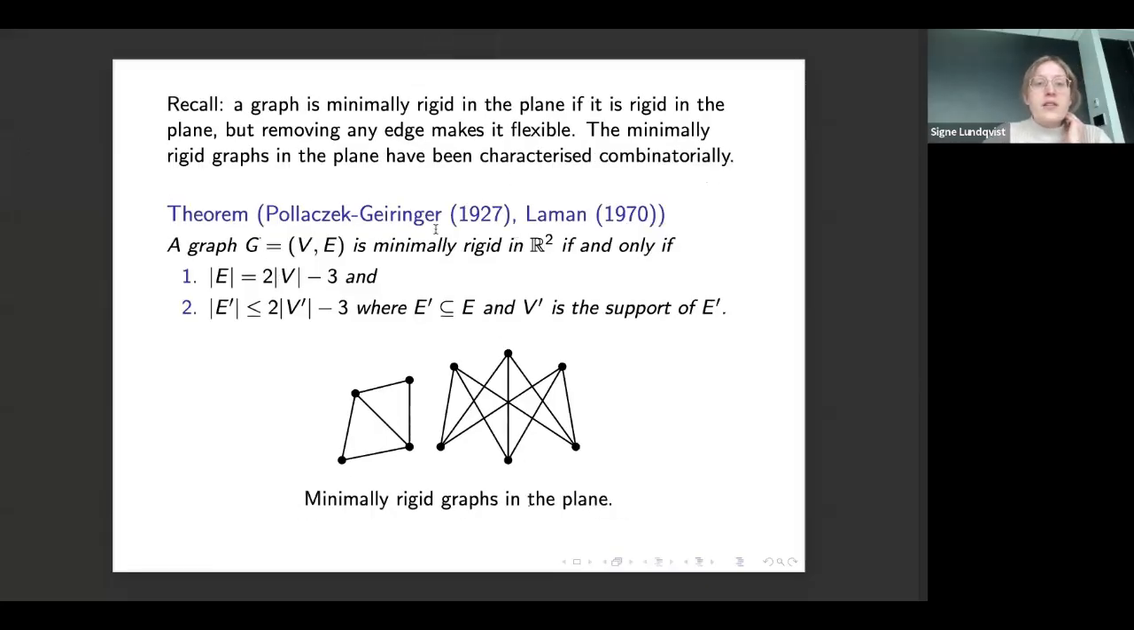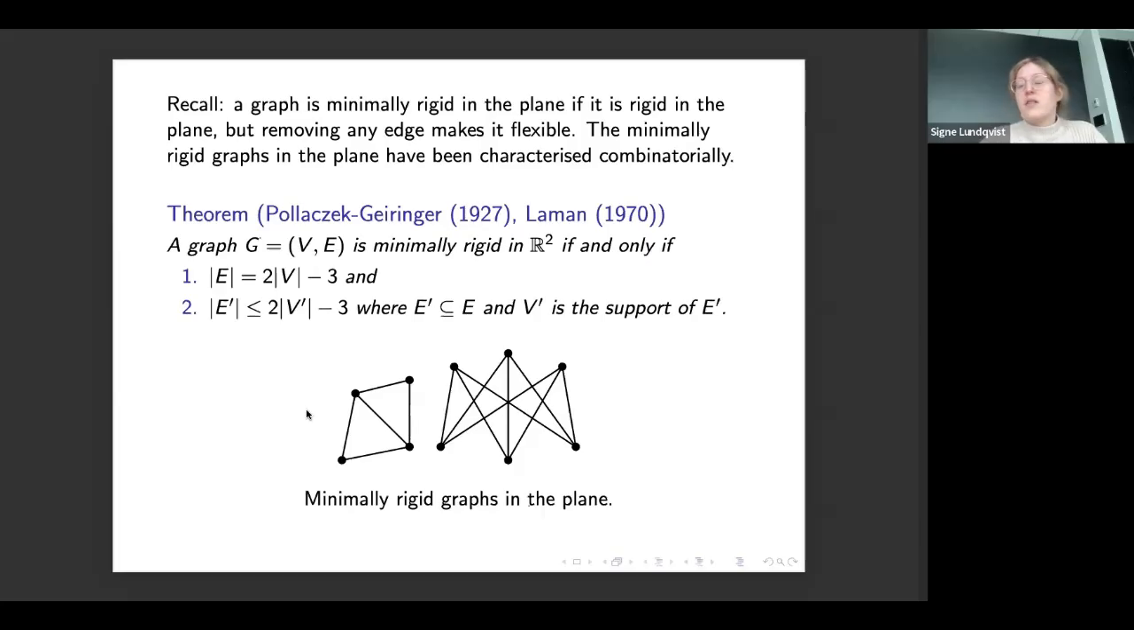So if you recall, a graph is minimally rigid in the plane if it's rigid in the plane but removing any edge makes it flexible. Now, the minimally rigid graphs in the plane actually have a combinatorial characterization, which was first proven by Pollaczek-Geiringer in 1927. Then that result was kind of lost, and Laman rediscovered it in 1970. And a graph is minimally rigid in the plane if and only if it satisfies these two counting conditions.